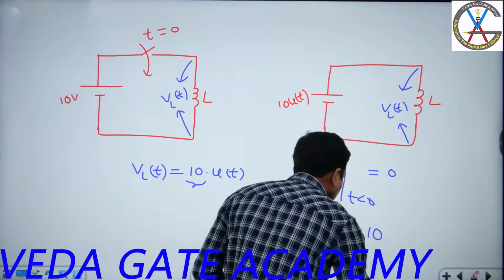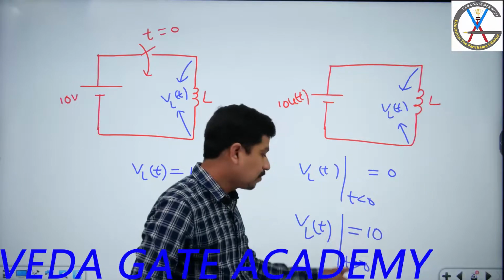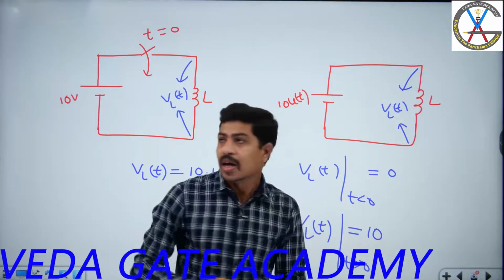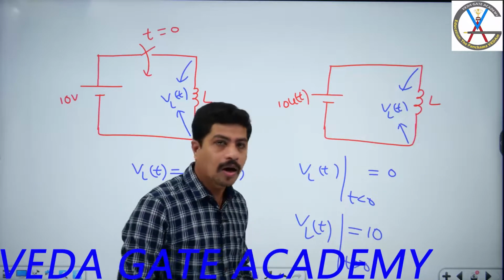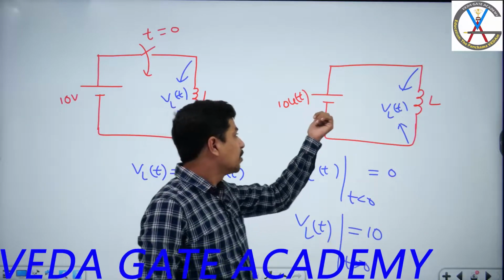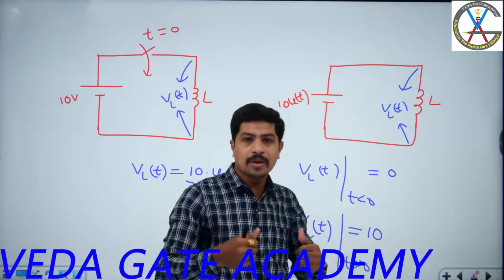It is equal to 10 for t greater than 0. VL of t is equal to 10 for t greater than 0. This means a DC input with a switch which is closed at t equal to 0, or the DC input multiplied by u of t, both will represent the same.